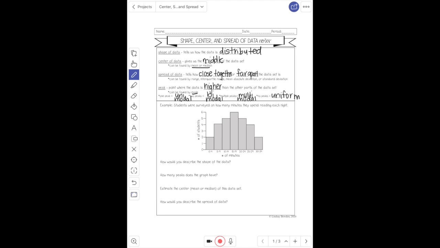So the question is how would we describe the shape of this data? When I look at the shape of this data, it is very much symmetrical, my left side is equal to my right side. So we would consider this a symmetrical shape. How many peaks does it have? Remember, the peak is which one occurs the most. This column between 15 and 19 is the one that occurs the most. So we would say that it has one peak, and remember we called one peak unimodal.